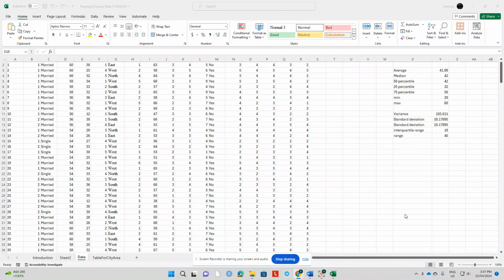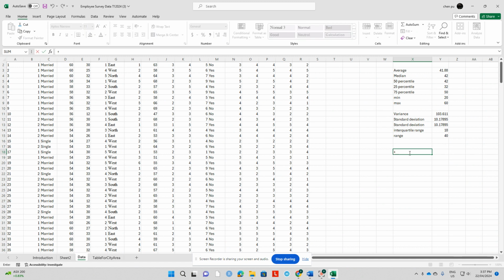To do task 3 and task 4, we need to apply the rules of 68, 95, and 99.7 to salary data. To do this, we need to understand what the rules of 68, 95, and 99.7 are. It says one standard deviation around the average contains 68% of data. So we need to calculate the average first.